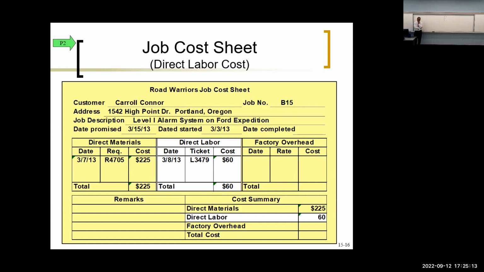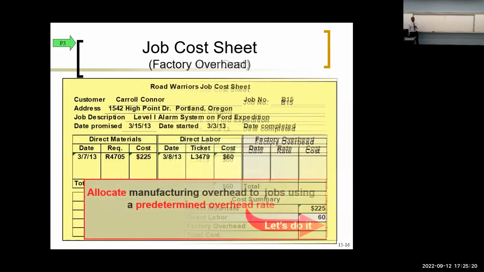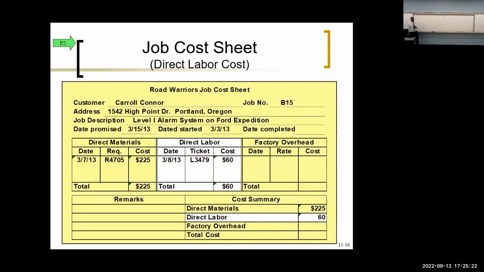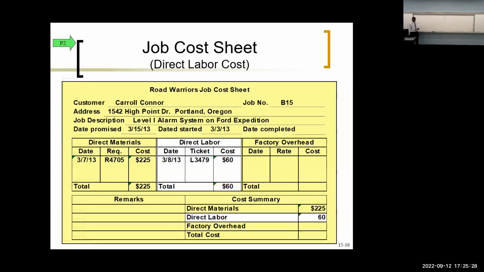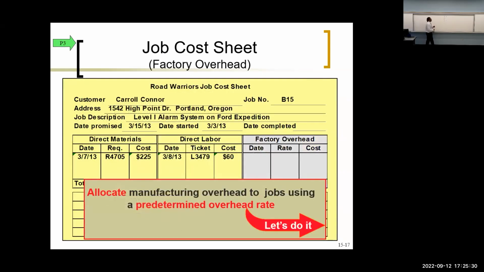All right, as I said before, silence is no. So we're moving on to factory overhead. Factory overhead is easier to find than direct labor. Factory overhead actually is a function of direct labor. That's why it's easier to find than direct labor.